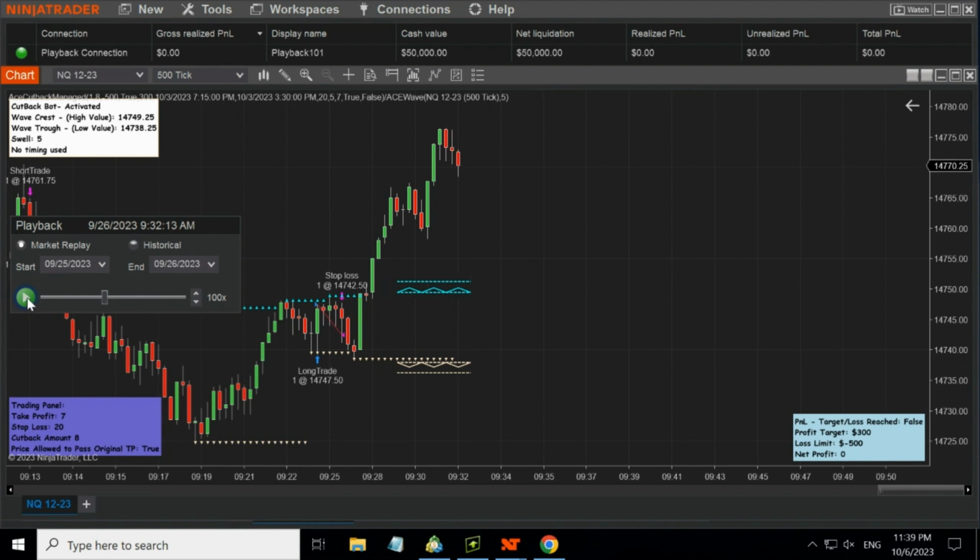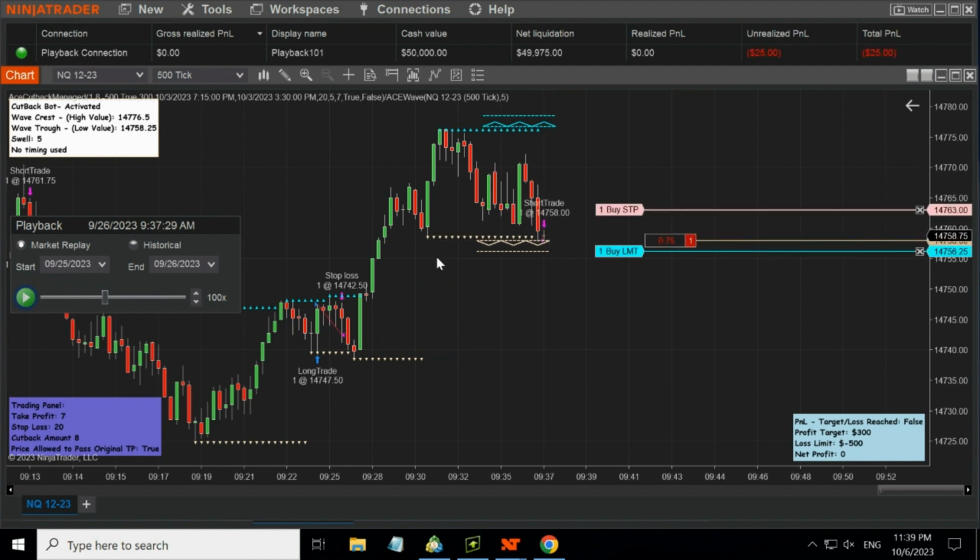I also wanted to mention that now I'm starting the bot from 9:30, so I'm missing out those initial losses. This is where I would normally start a bot anyway if I wanted to run the US daytime, just after that high volatile time. So let's see if we can catch one of these trades.